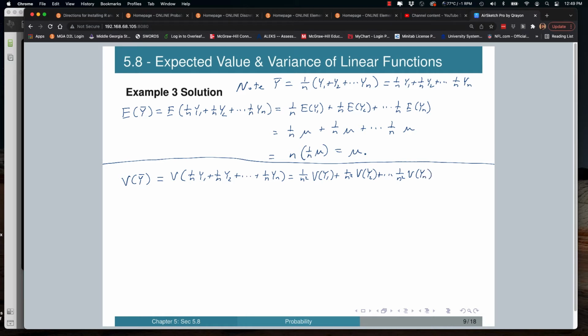But we're not done, because we also have to add to that, I'll do it on the next line down, 2 times 1 over n times 1 over n times the covariance of y sub 1 comma y sub 2 plus, and we continue on with all the covariance values.